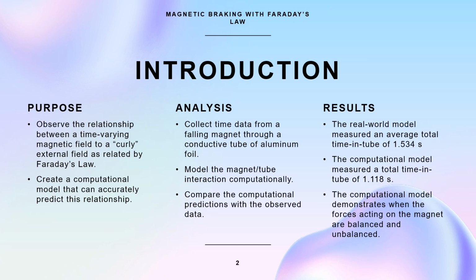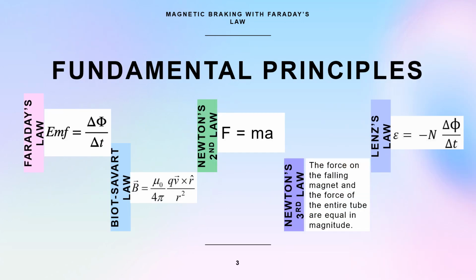The real-world results of the average total time in tube was 1.534 seconds. The computational model had a measured total time in tube of 1.118 seconds. The computational model demonstrates when the forces acting on the magnet are balanced and unbalanced. These are the fundamental principles used in this law.